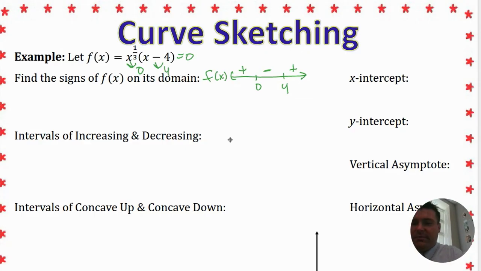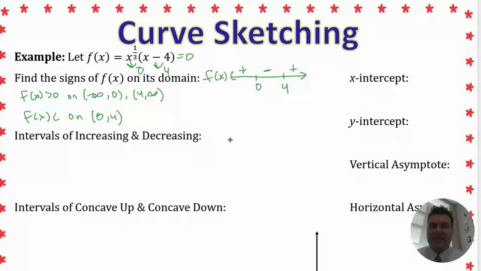So f of x is positive on the interval negative infinity until 0, and from 4 to infinity. And f of x is going to be below the x-axis between 0 and 4.